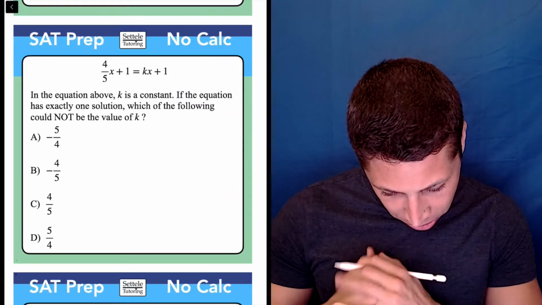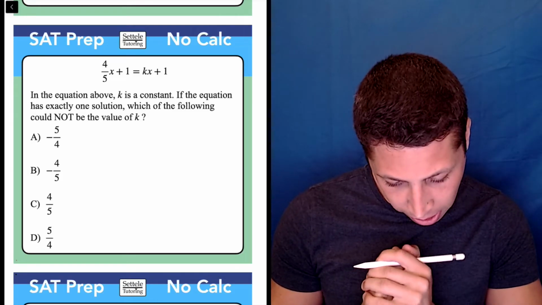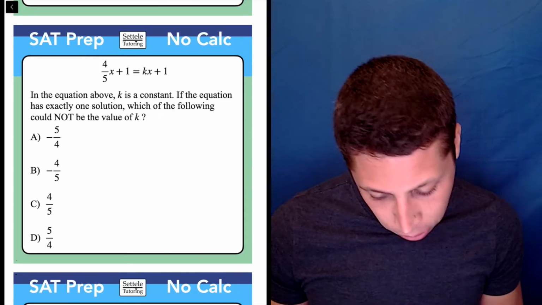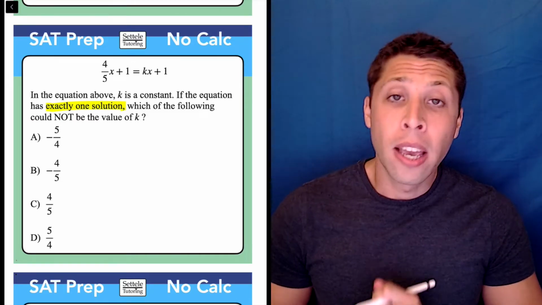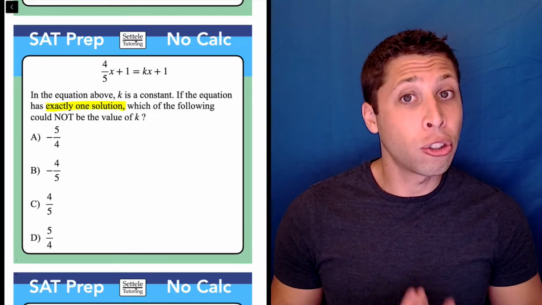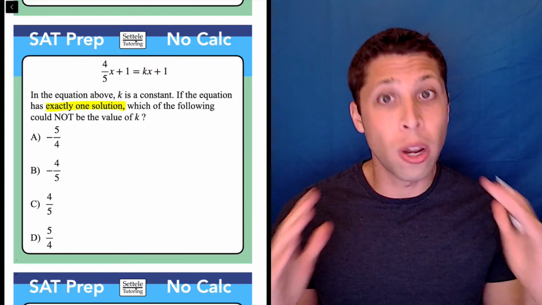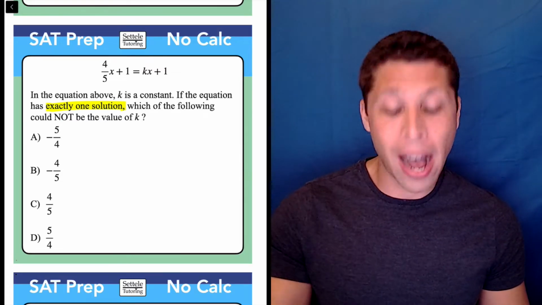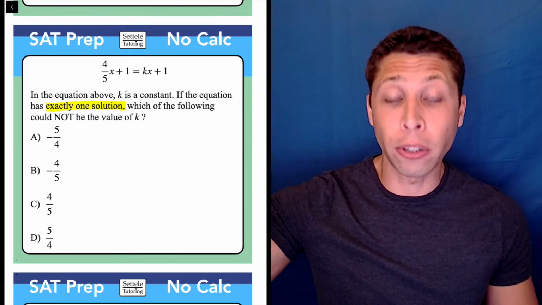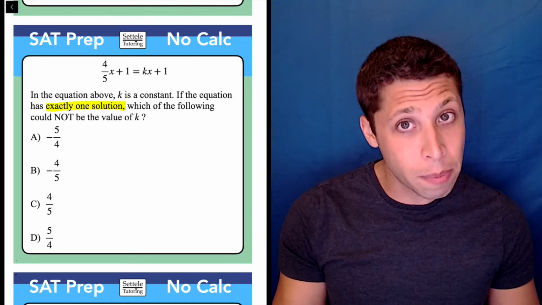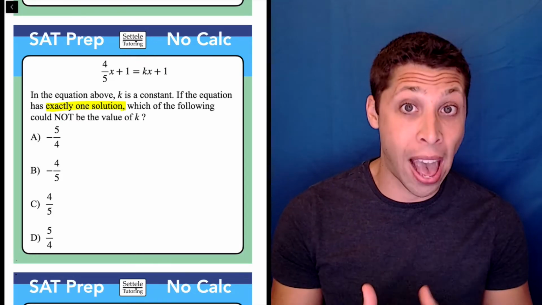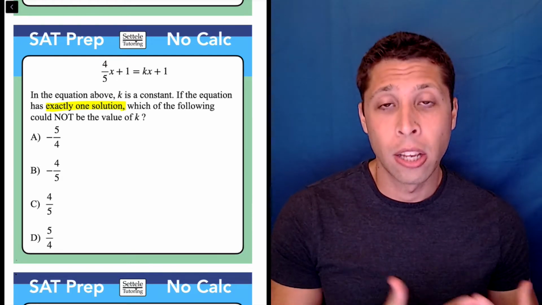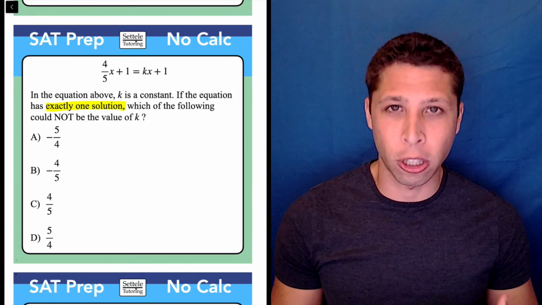Let's see, in the equation above, k is a constant. Okay, if the equation has exactly one solution, okay. Which of the following cannot be the value of k? This is another example where there isn't really a strategy. This is much more of a just know a fact. But notice that what I'm highlighting here came up on that earlier question where we talked about the discriminant. The number of solutions is a very common fact for the SAT to test. So we have to memorize what that means in different circumstances.